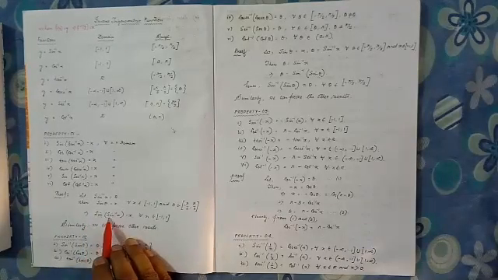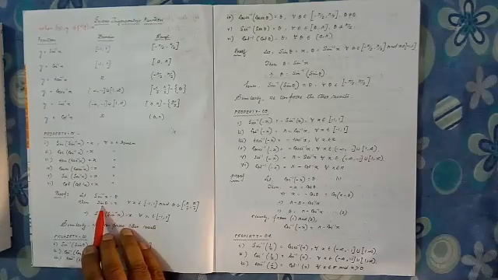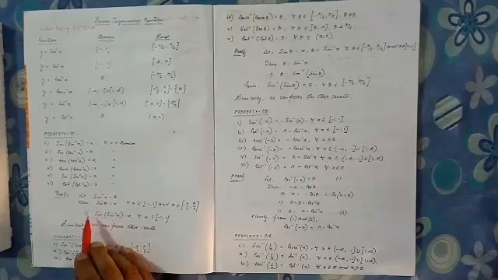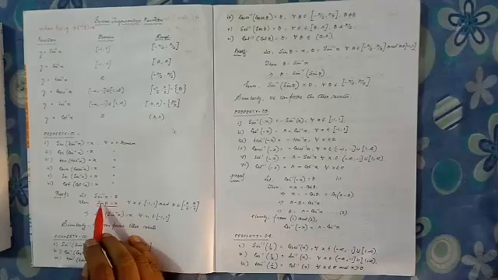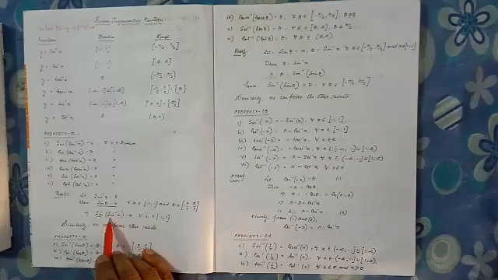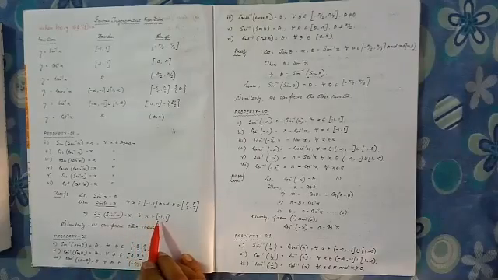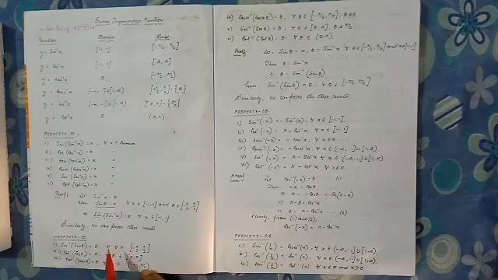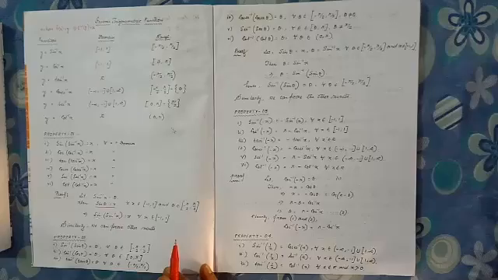Therefore, sin(sin⁻¹ x): sin θ, sin is sin, θ means sin⁻¹ x. So from this we can write, again see very carefully, sin of θ, θ means sin⁻¹ x, is equal to x for all x belongs to the closed interval [-1, 1]. Similarly, we can prove other results.